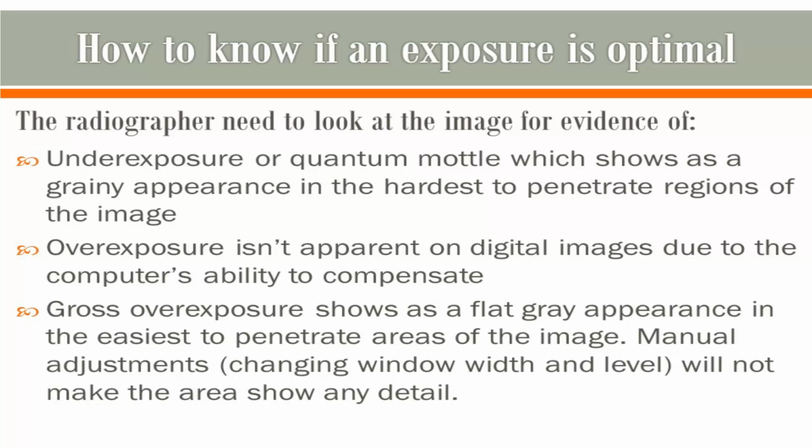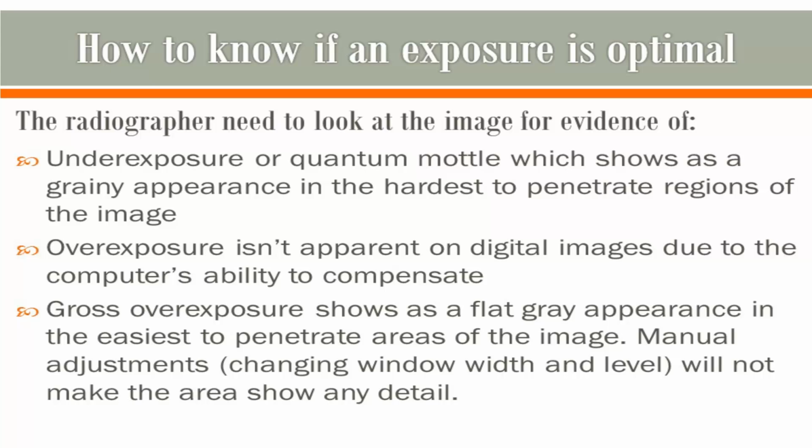The first is underexposure, or quantum mottle, which, as we said before, shows as a grainy appearance on our image in the hardest to penetrate regions within the anatomy. So most likely the thickest parts being demonstrated on the radiograph. For example, this may be the thickest part of the bone or the thickest area of the abdomen.